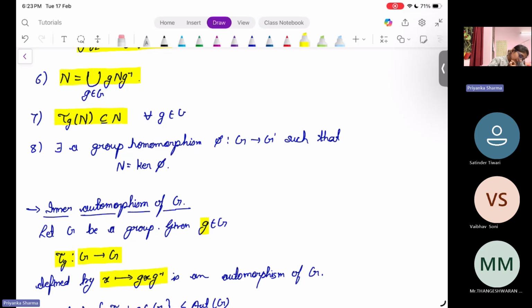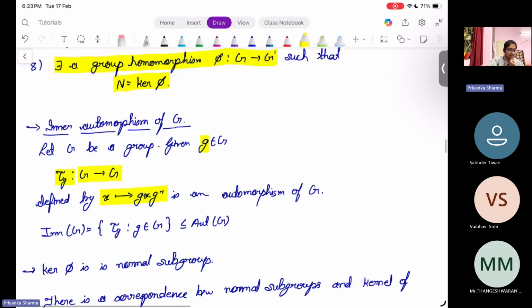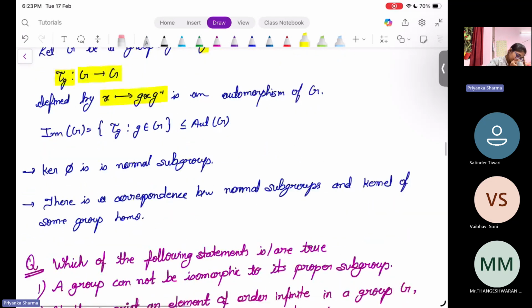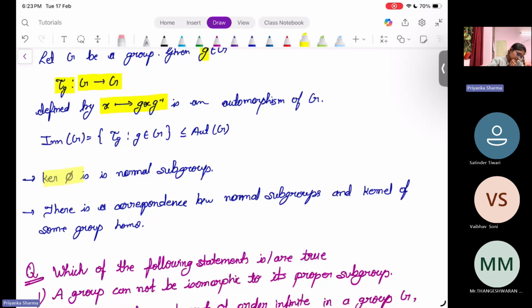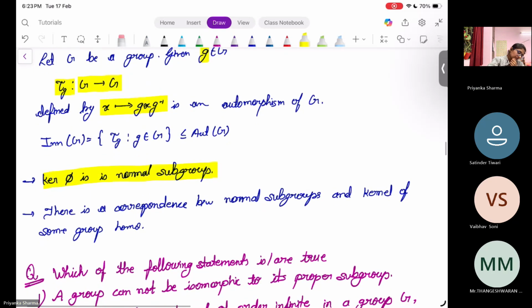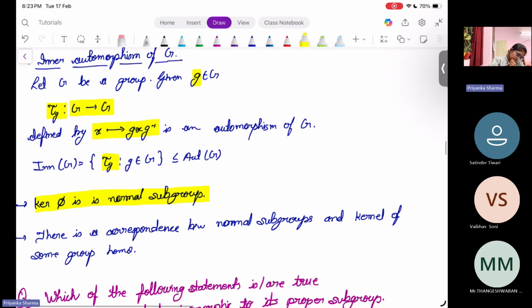and N will be a normal subgroup if and only if there exists a group homomorphism phi from G to G dash such that N is the kernel of phi. That is, we have a one-to-one correspondence between normal subgroups and kernels of group homomorphisms on G, and the kernel is always a normal subgroup. The set of all inner automorphisms is a group, denoted by Inn(G), and this is a subgroup of the group of all automorphisms on G.